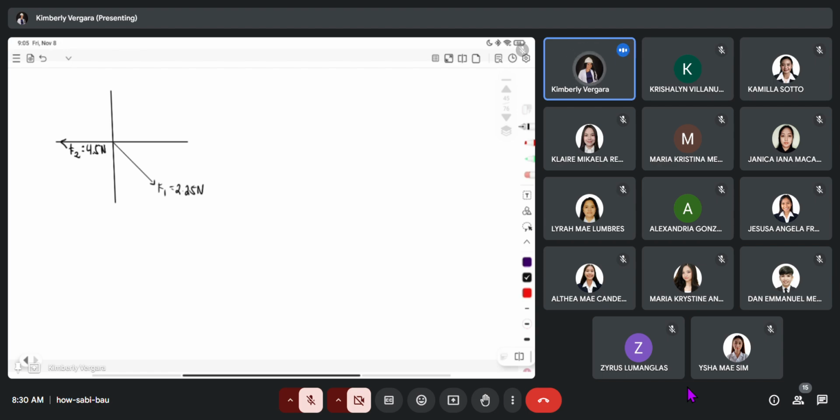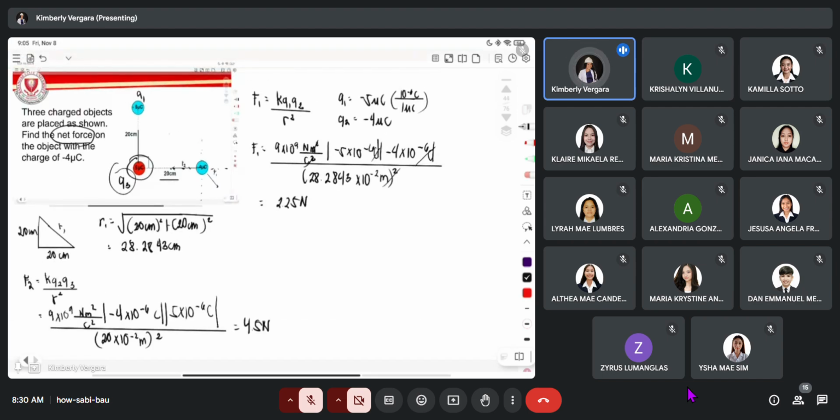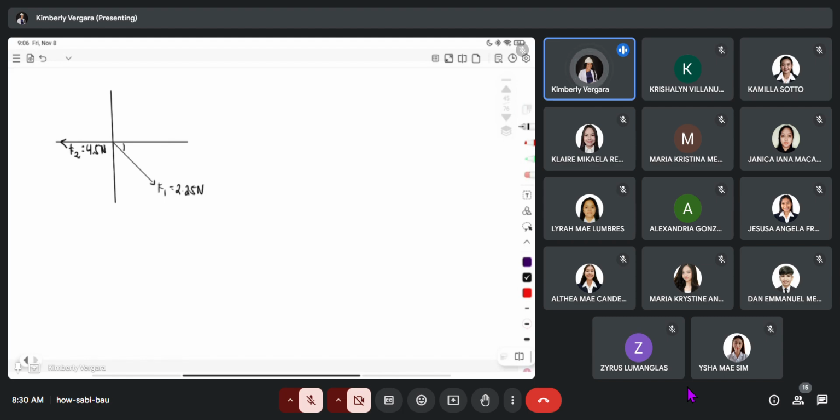After po niyan, i-add na po natin. So, kaso kailangan po natin ng angle. Since this is isosceles triangle, so this is 45 degrees and this is 45 degrees. Kunin natin si summation of forces along x.